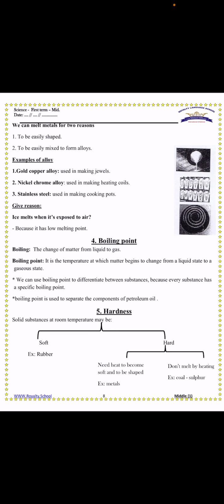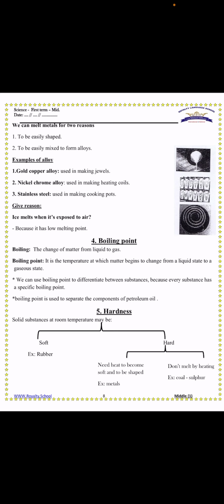Hardness. A solid substance at room temperature may be soft or may be hard. May be soft, it is easy to bend, like rubber. May be hard, it needs heat to become soft and be shaped. Hard means it needs heat to become soft and be easily shaped, such as metals. Other hard substances don't become soft by heating. If I heat it, no, it doesn't become softened.